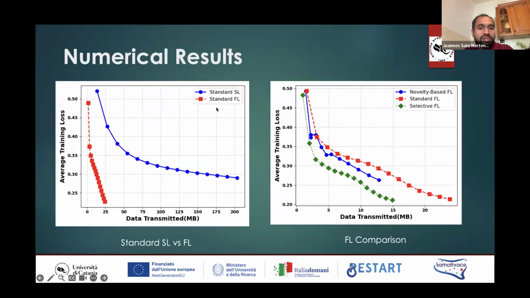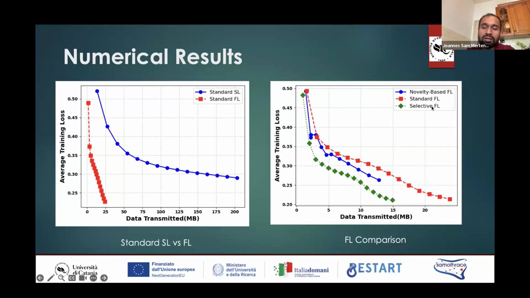We compared the standard split learning and the standard federated learning, and we saw that the standard federated learning was consuming lesser data in the data transmissions than the standard split learning. This is very important to see, because in resource-constrained hospital networks, you need techniques that consume less data, because bandwidth constraints are there.